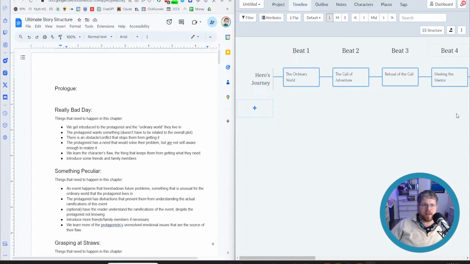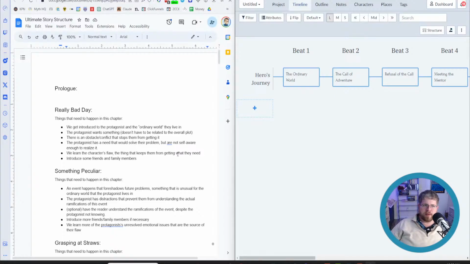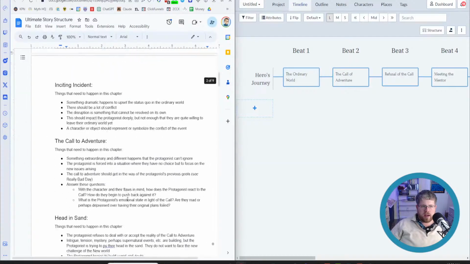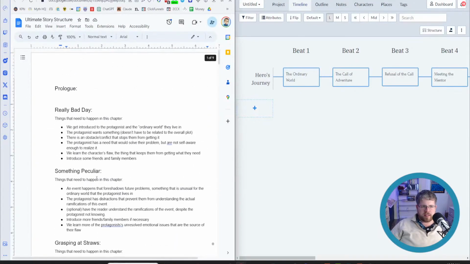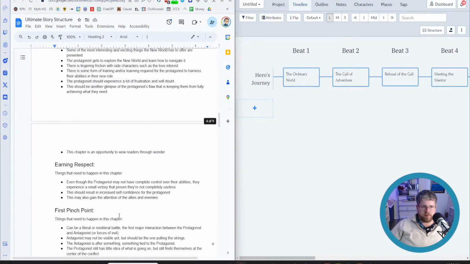We are going to be putting together lots of different story structures into one. Let me give you a little bit of background on this. Over here on the left, I have this document that I've been working on for the past little while, and each of these is a scene or a chapter. I've obviously already done a lot of work on this.